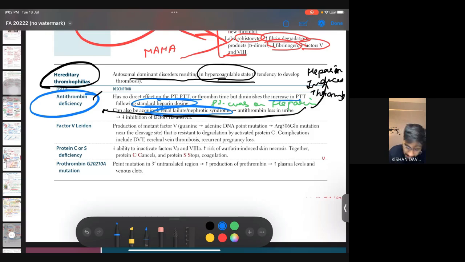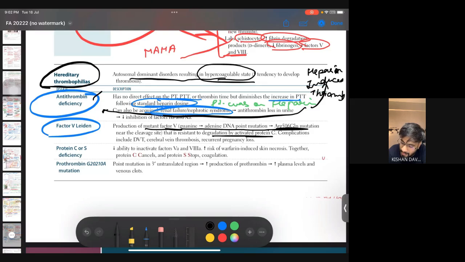Okay, coming to the second, factor 5 Leiden. Production of mutant factor 5, replacing guanine with adenine in DNA. This is the mutation that is resistant to degradation by protein C. Complications include DVTs. And now see how they will present this question.